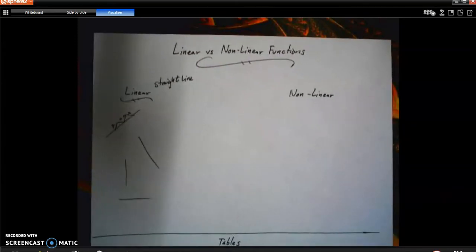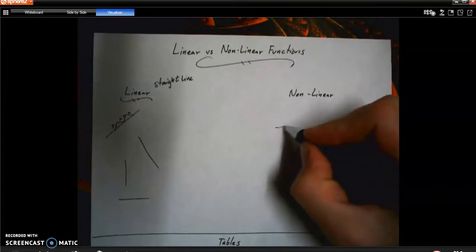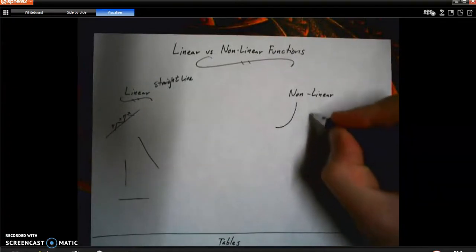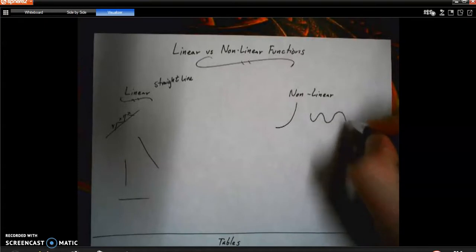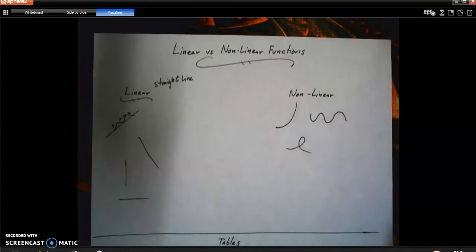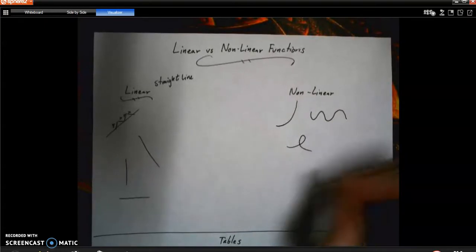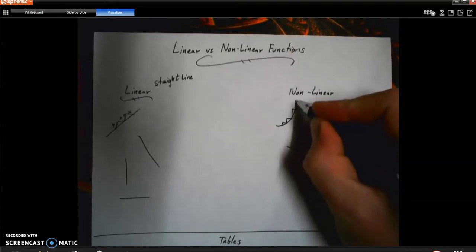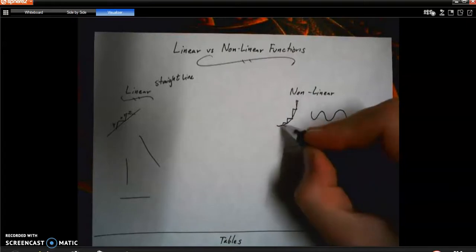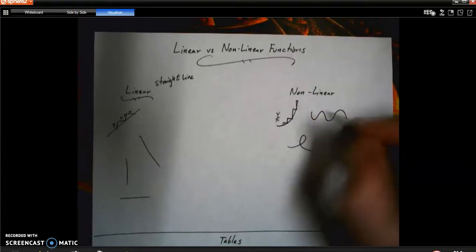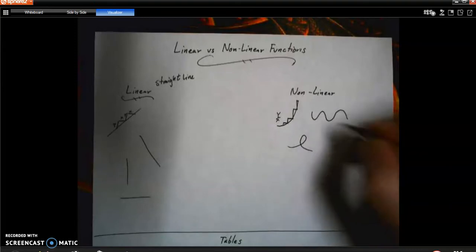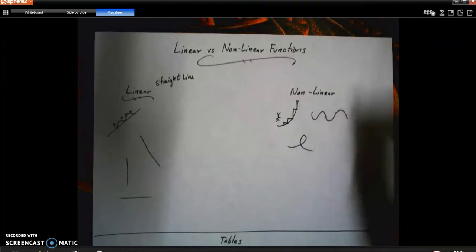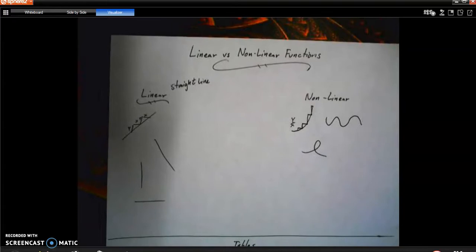Whereas nonlinear lines are lines that curve, lines that turn, lines that twist and roll and spin and things like that. These are nonlinear, okay? These do change. They change very drastically and very differently. Their change in y over their change in x is always different. It's not constant. So that's what a nonlinear line is and a linear line is.